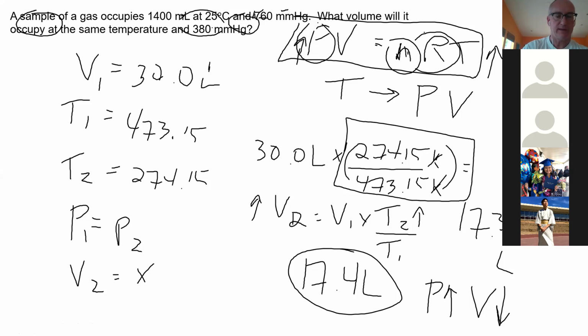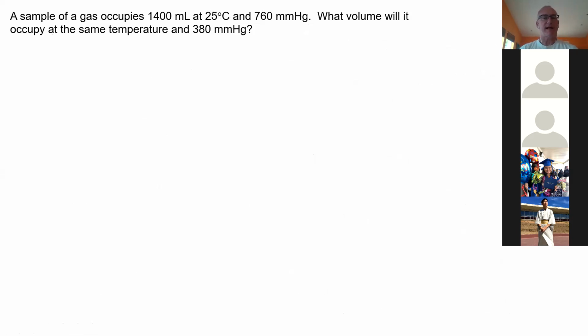Oh, now I'm going to have to clear everything. All right, so there's the second one. This is basically the same sort of question, only changing the pressure rather than the temperature. So shall we just briefly look at this one? Let's do it. I don't know how to do any of them. Okay.